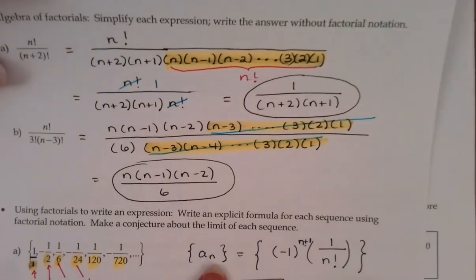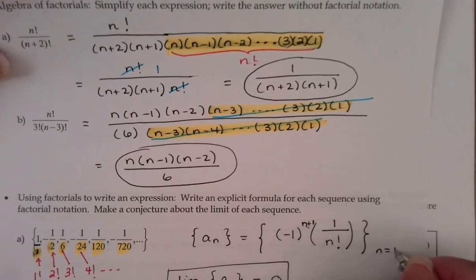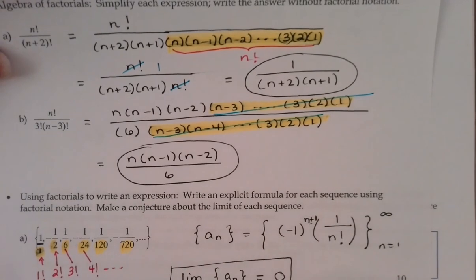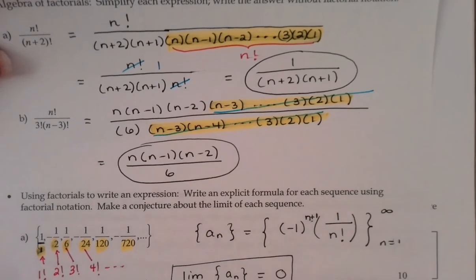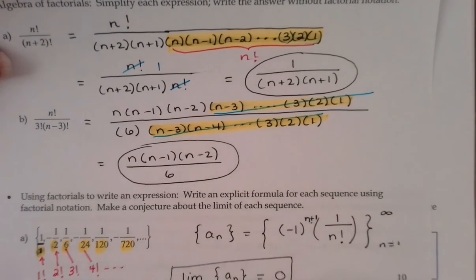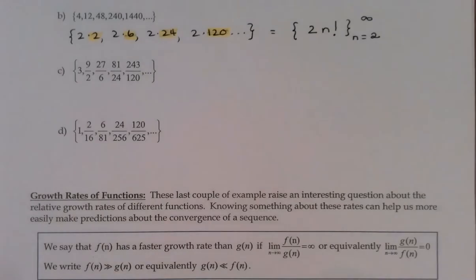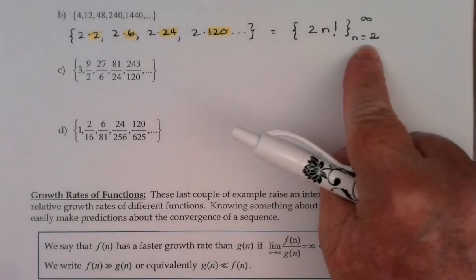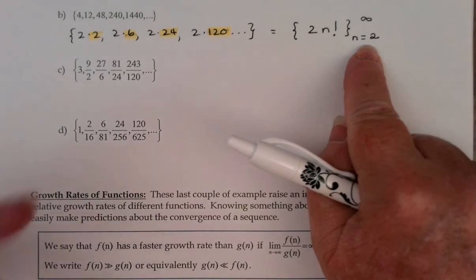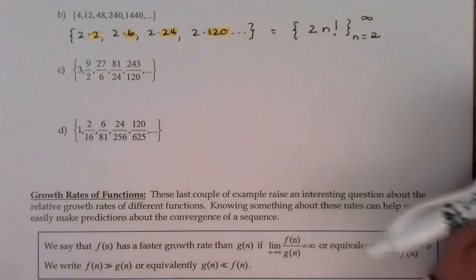Again, I didn't bother writing that here. I could have. I could have written this as n equals 1 to infinity. But generally leaving it off is the assumption that n would go from 1 to infinity. I typically only bother to write this when I need to, and in this case I do, because I had to start at 2.